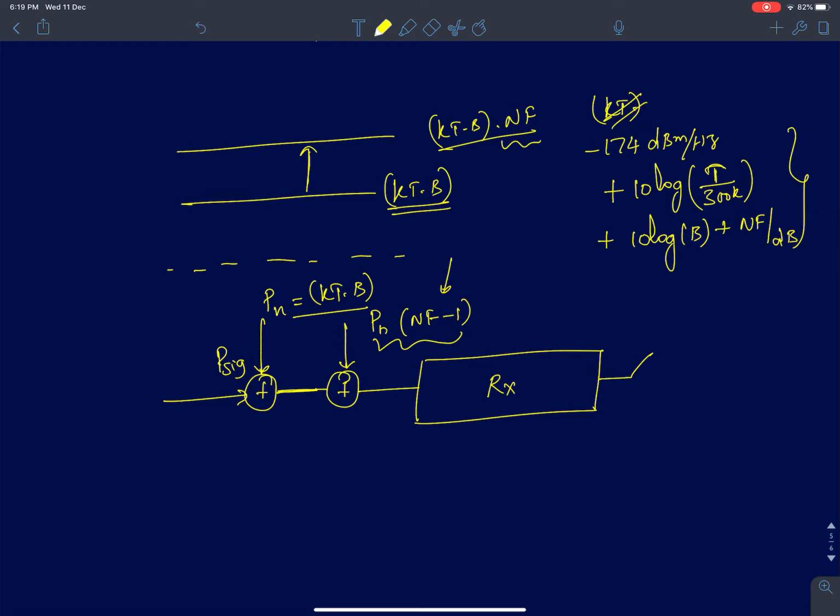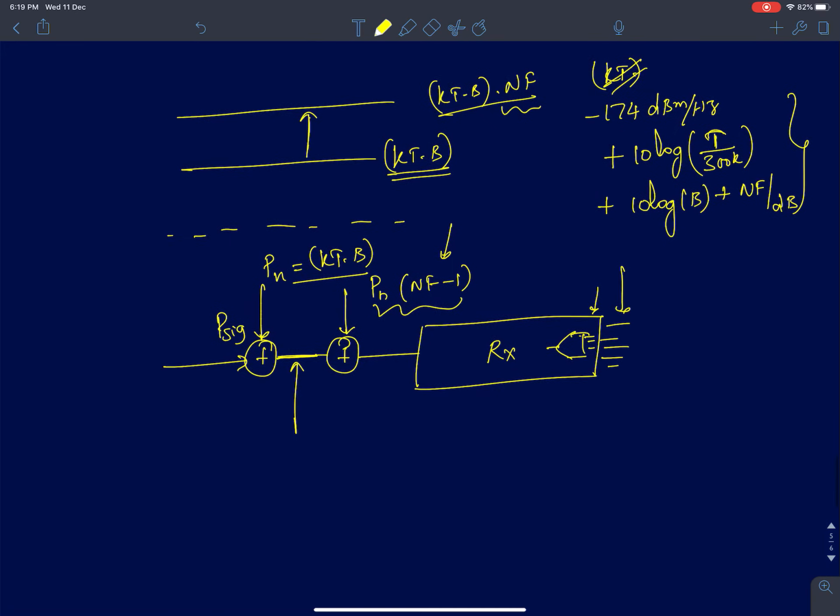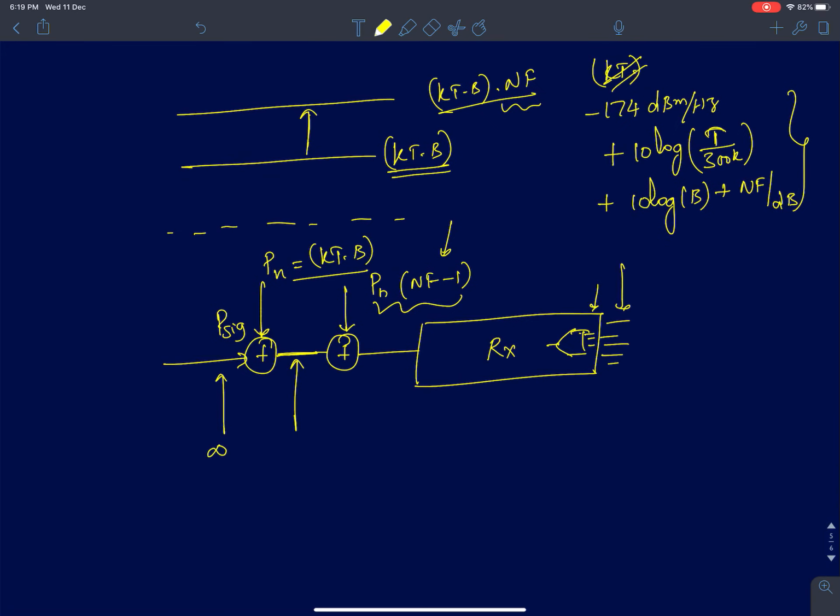Finally, this will go to the ADC. Let's say I've also included the ADC's noise inside the RX chain, and finally it will be converted to digital bits. You get the digital bits here. Now if I measure the signal to noise ratio at this point, if I consider only signal, the signal to noise ratio is infinity here. At this point, the signal to noise ratio is going to be P sig, that's your input signal, by kTB. At this point, it's going to be P sig by kTB times noise figure, because both the noise sources will add up, that will simply be Pn times noise figure. Now I'll call this some SNR X, S by N X.